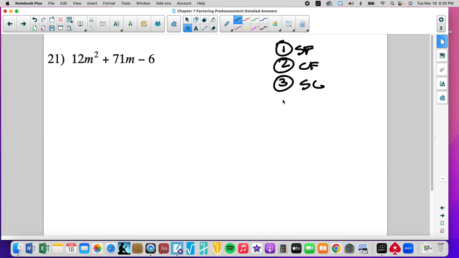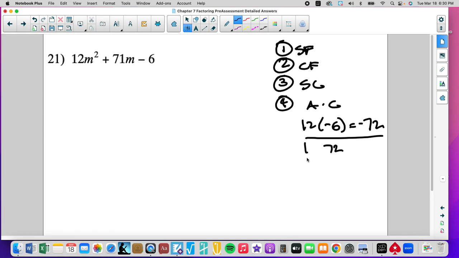Special cases, no. A times C. A is 12, C is -6. That's a big number. 72, I think that is. Yep. So 1 and 72, 2 and 36, 3 and 24, I think, right? 6, yep. 4 and 18, 5, no, 6, yes, 6 and 12, 7, no, 8, yes, 8 and 9. How many people remembered that one? And that's it.